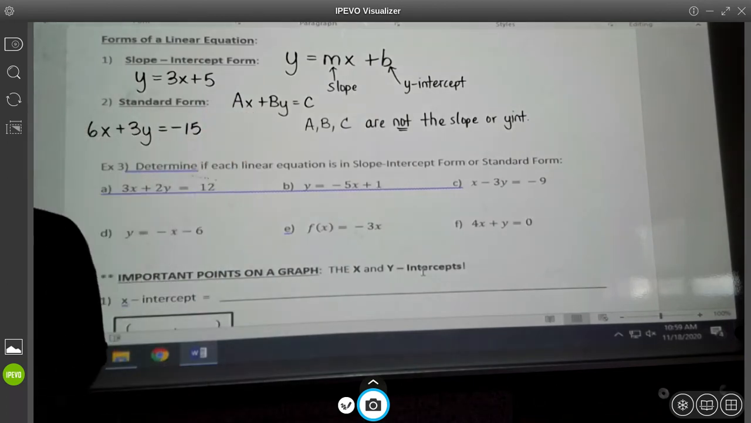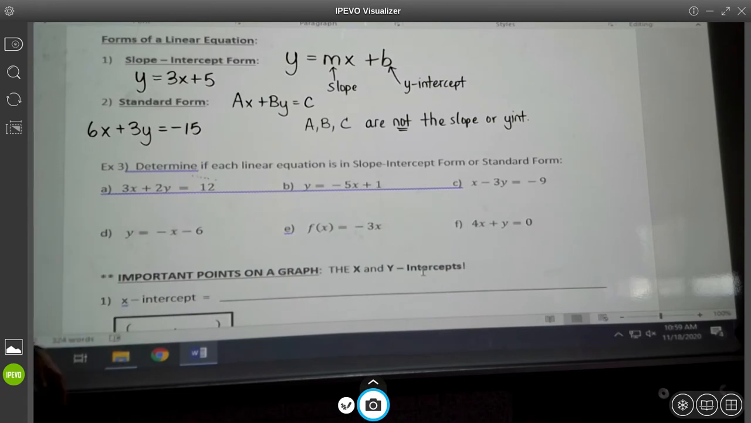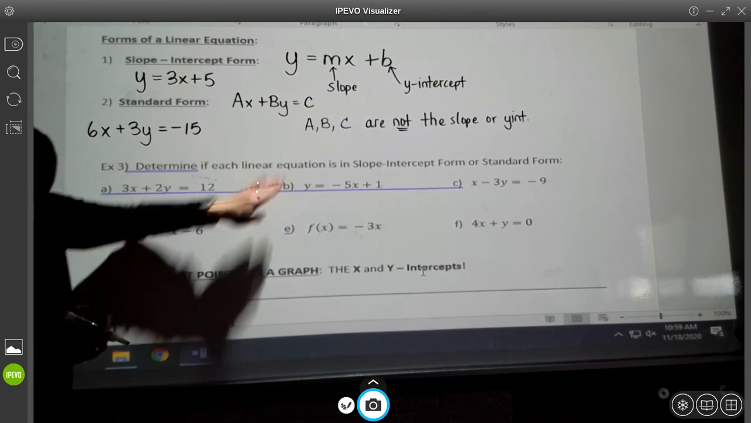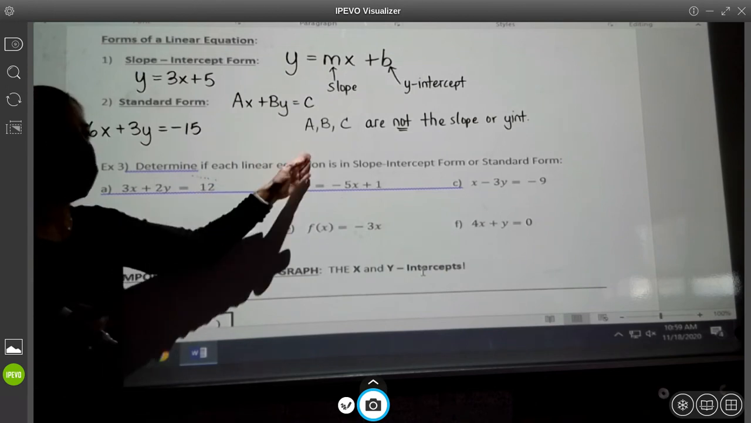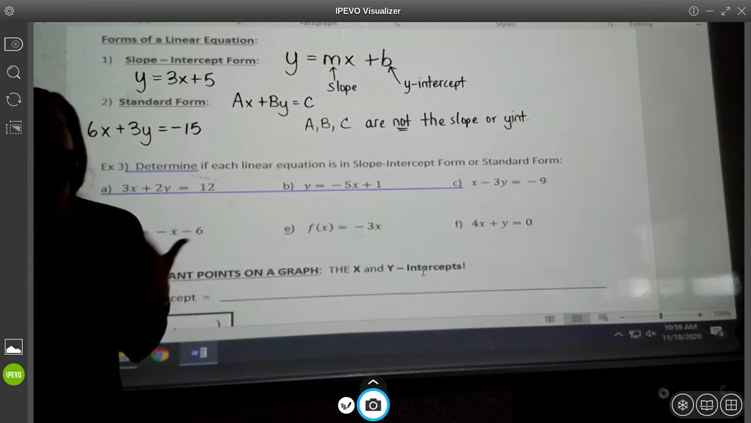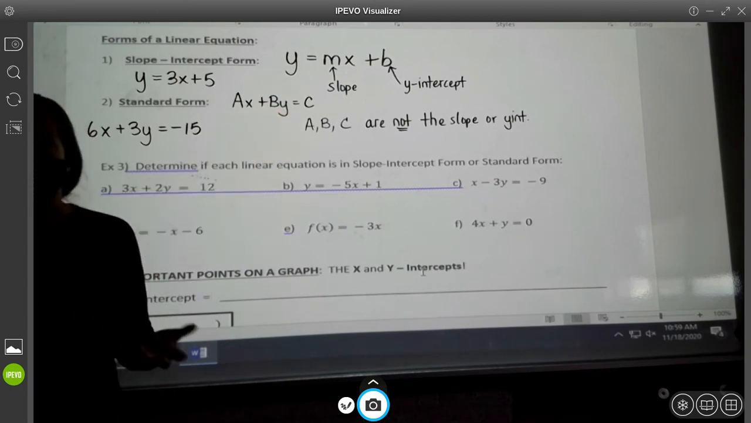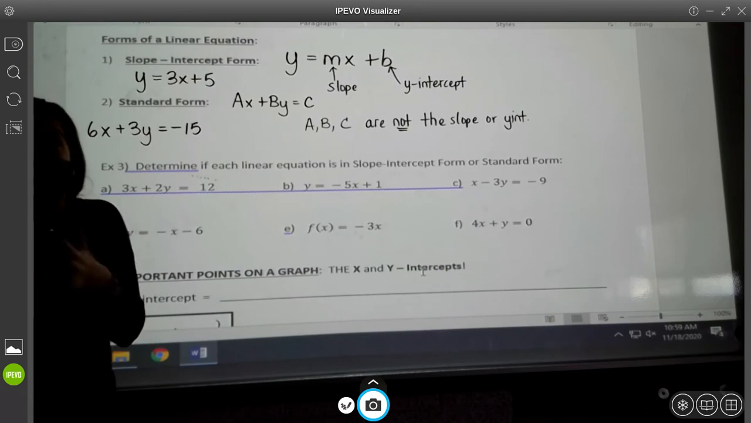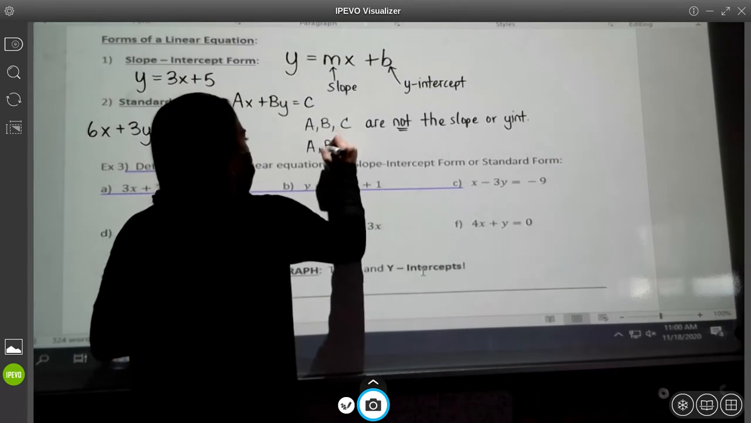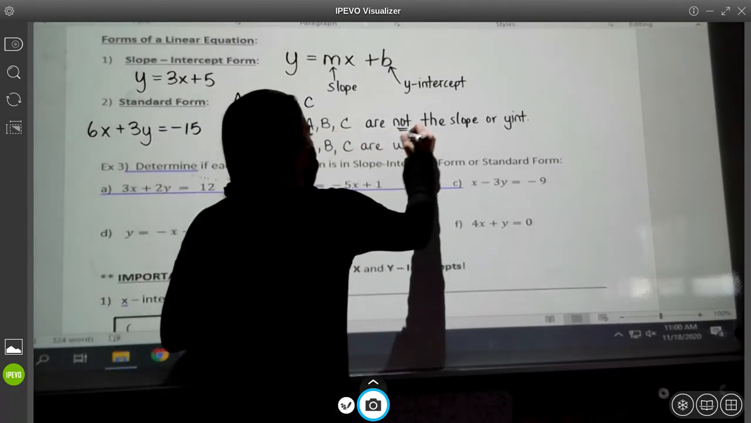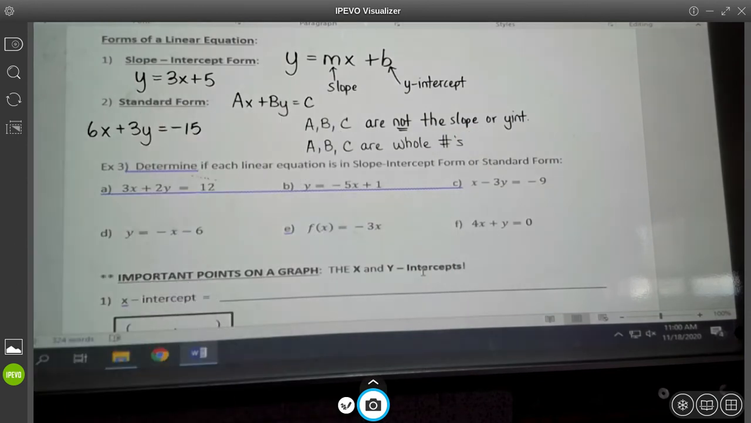But I can solve this for y and turn it into y equals mx plus b. All right, another thing, by definition, a, b, and c, they actually have to be whole numbers. You will never see standard form where a, b, and c are fractions. They don't allow that. To be in true standard form, a, b, and c have to be whole numbers. Okay? So again, it's kind of like this is the form you don't want it in, and this is the form you do want it in.